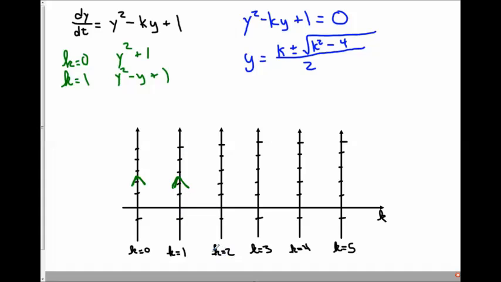But then when we get to k equals 2, we do get equilibrium solutions. When k equals 2, the square root part will be 0, so I'll just get 2 over 2. I just get 1. So I get an equilibrium solution right there.